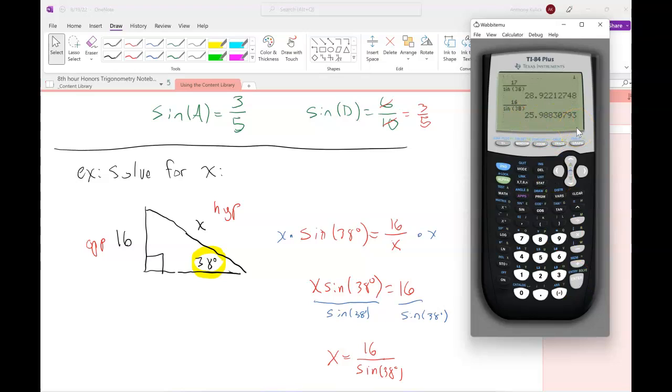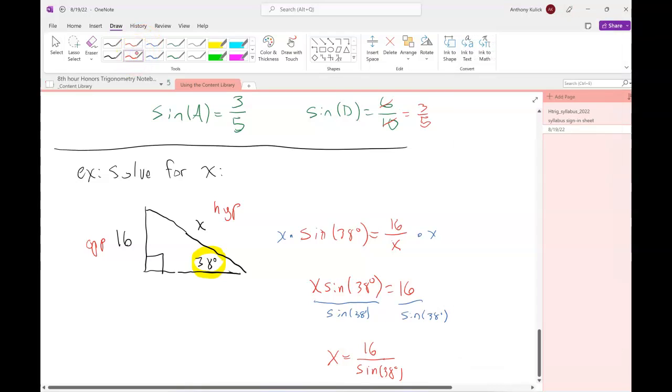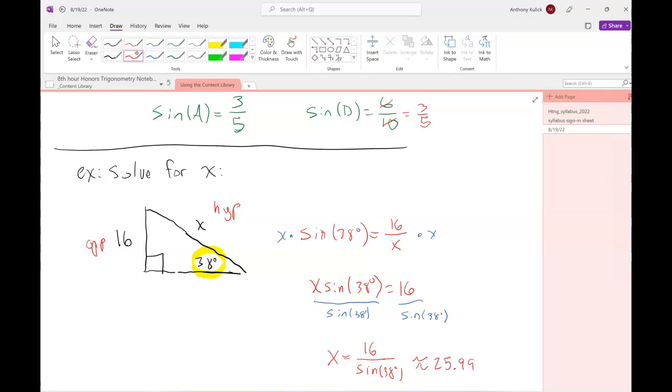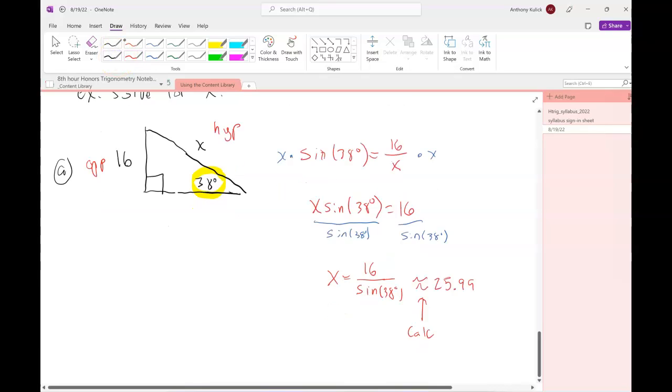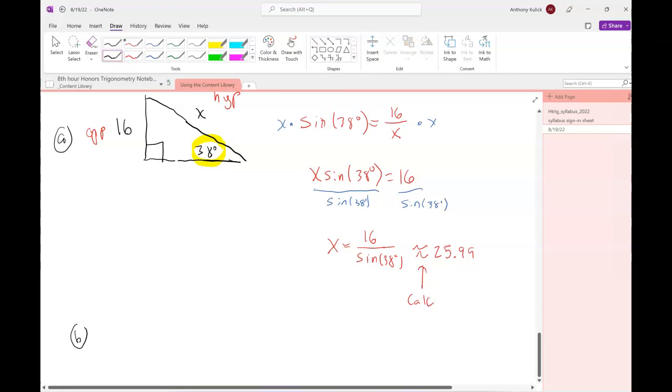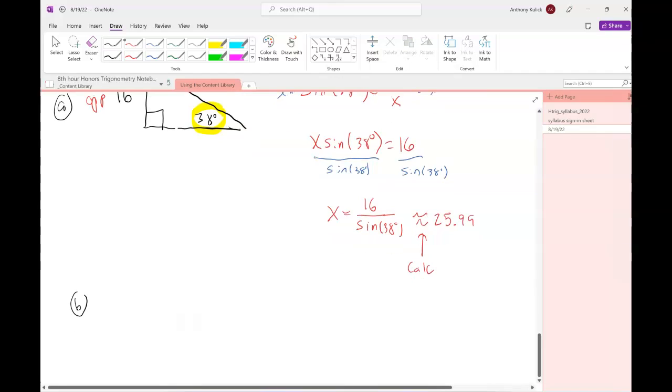If I asked you to round that to the hundredth, what would you write as your answer? 25.99. Very good. So I'll just write that we used our calculator to go from that step if you go back to look at it. Is this all ringing bells? Not so bad? All right.